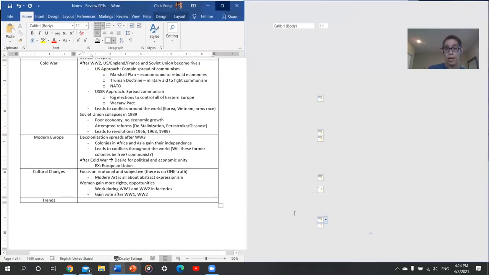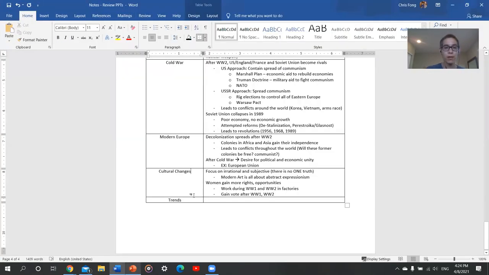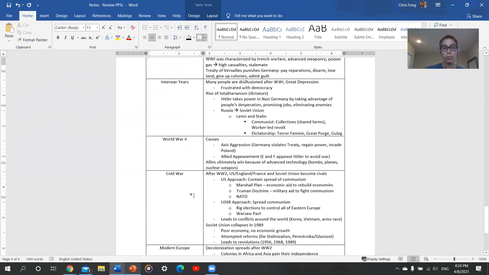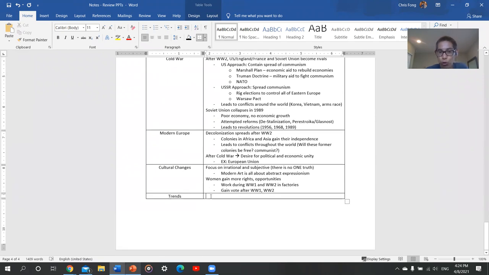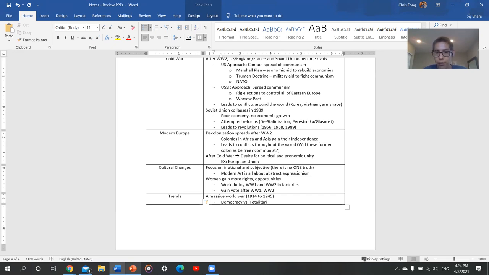And so as we wrap up here, again, an incredibly quick overview of the 20th century, what do we see? Well, we see a mega world war, a massive world war. Some people like to say that World War I, the interwar years, and World War II are one big war, 1914 to 1945. And what this is really about is democracy, England and France, versus totalitarianism. It's really what the world war is about. Ultimately, democracy wins.